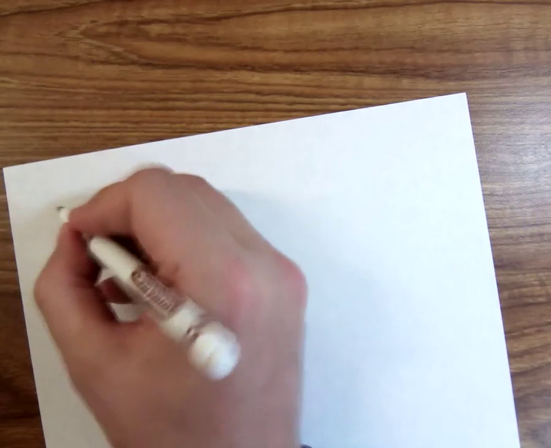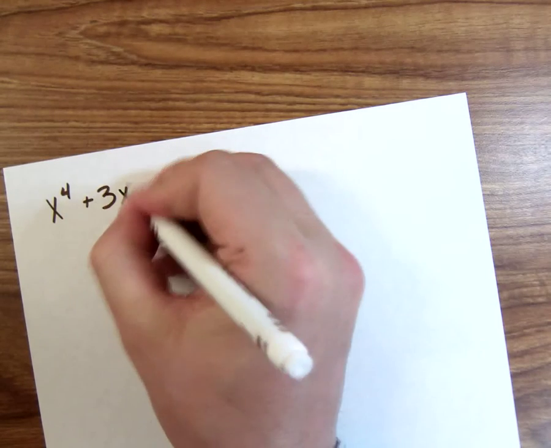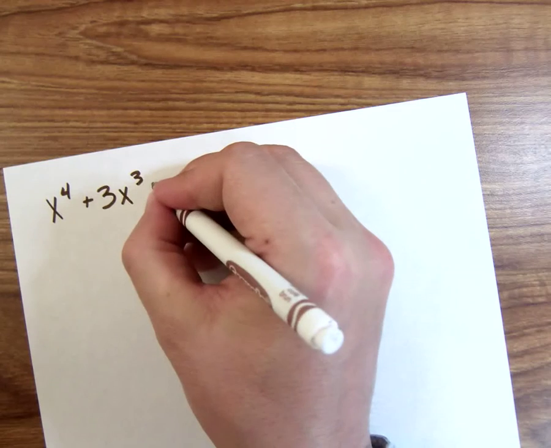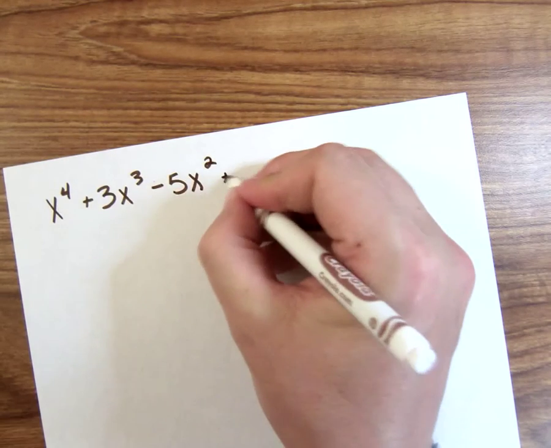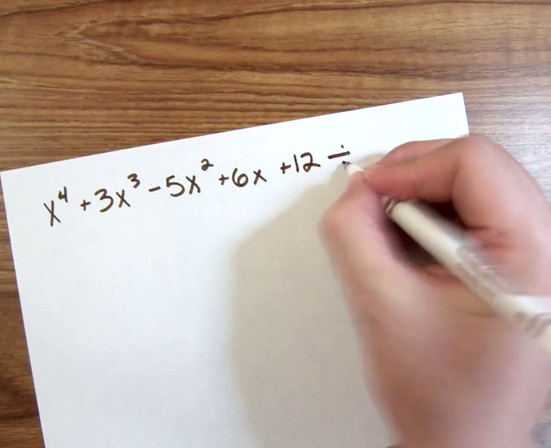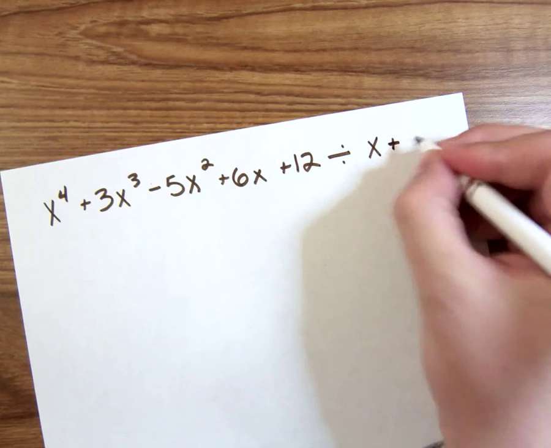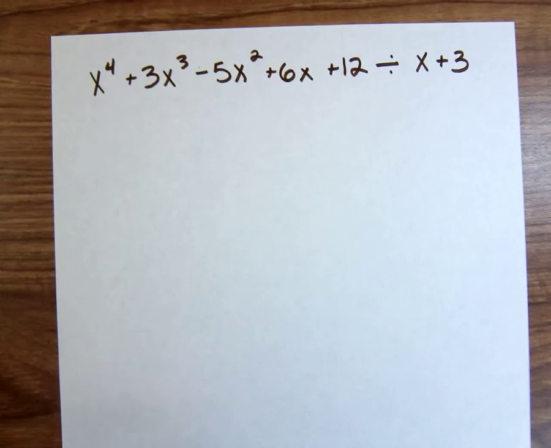Let me give you one to try on your own. I'll give you a couple of minutes, see if you can work this one out. X to the fourth plus 3x cubed minus 5x squared plus 6x plus 12 divided by x plus 3. I'll give you just a couple of minutes. See if you can sort that one out.